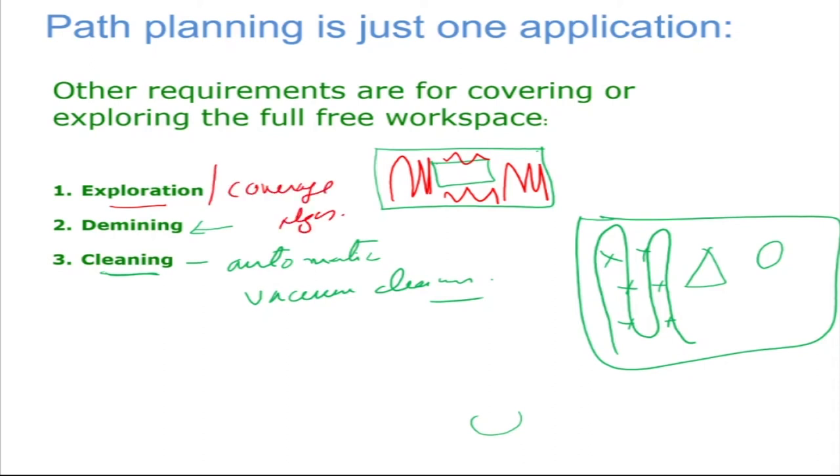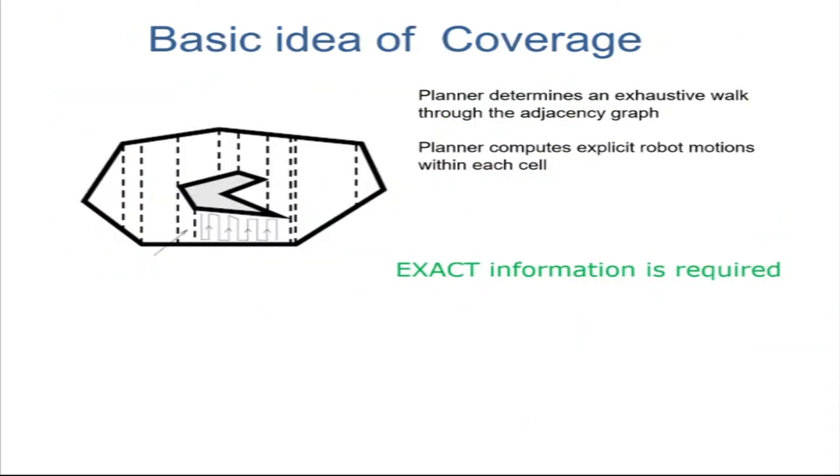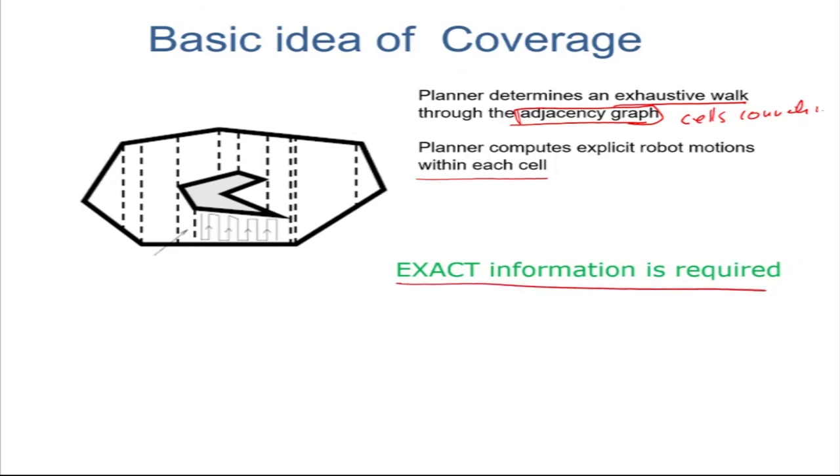The basic idea of coverage is that the planner determines an exhaustive walk through an adjacency graph. These adjacency graphs are basically connected cells. Now the planner computes explicit robot motions within each cell, and in this particular case, exact information is required.